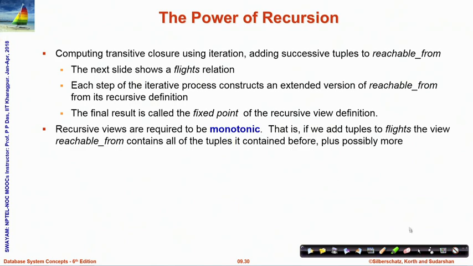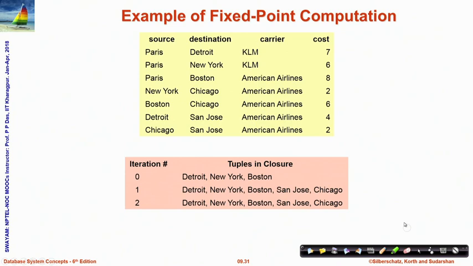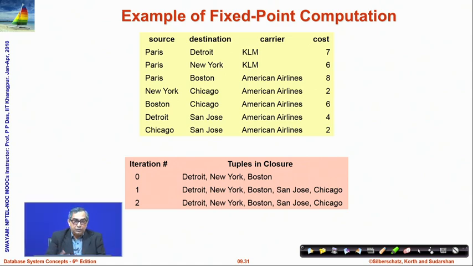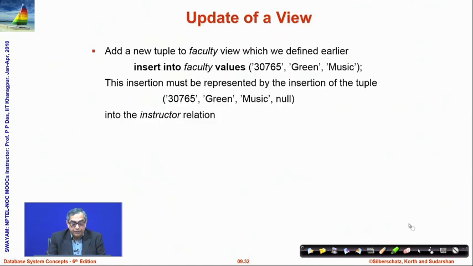So, now if we go on, this is the instance, and here I have shown how the iteration actually happens. In iteration 0, in the flights itself you had 3 destinations, then you add 2 more in iteration 1, and in iteration 2 you do not add anything else. So, your result henceforth will not change. So, you have reached a fixed point and your computations are over.